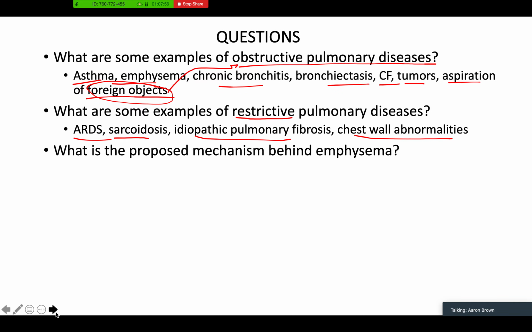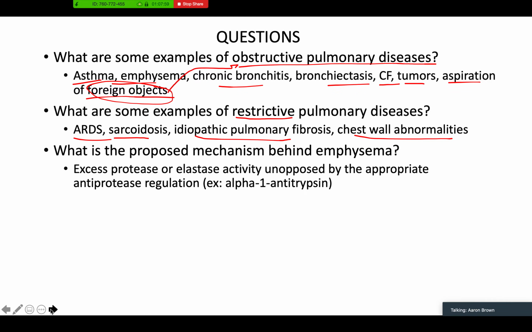Proposed mechanism behind emphysema. I'm just going to move through this quickly because we've talked about it quite a bit today. Essentially we have elastase activity unopposed by antiprotease activity, so our alpha-1 antitrypsin. Whenever we have emphysema, whether it's the alpha-1 antitrypsin type or the cigarette smoking type, we have too much activation of enzymes that break down lung tissue. In both cases, it's the same thing. Yes, one is centroacinar, one is panacinar. That's fine. But in both cases, we have too much activation of these enzymes that break down lung tissue.